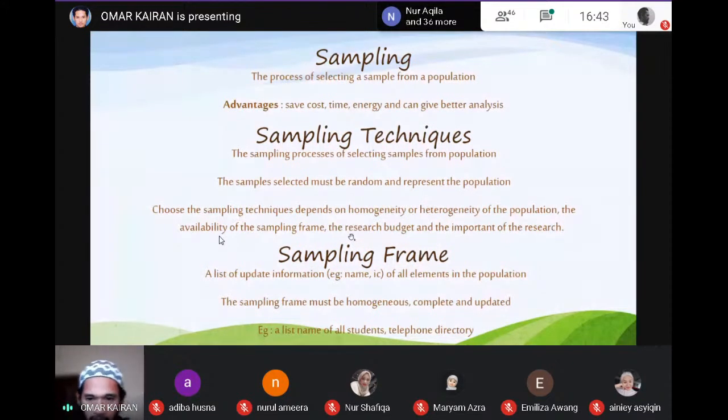Kalau banyak duit, maka kita boleh gunakan sampling technique yang difficult to conduct, or need to spend money for that kind of sampling technique, or the importance of the research itu. Penting ke tak? Terlalu kritikal ke tak? So itu pun penentu kepada sampling techniques.